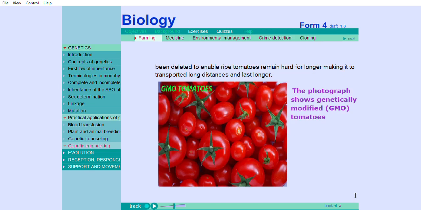In tomatoes, the gene responsible for softening of ripe tomatoes has been deleted to enable ripe tomatoes to remain hard for longer, making it possible to transport them long distances and last longer. The photograph shows genetically modified tomatoes.